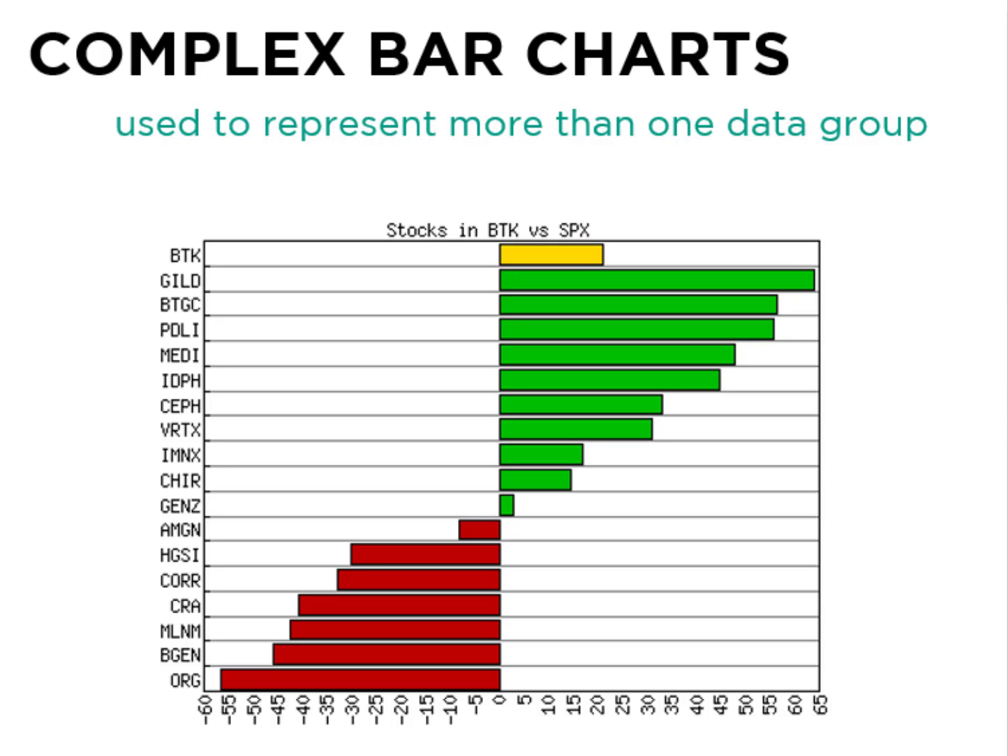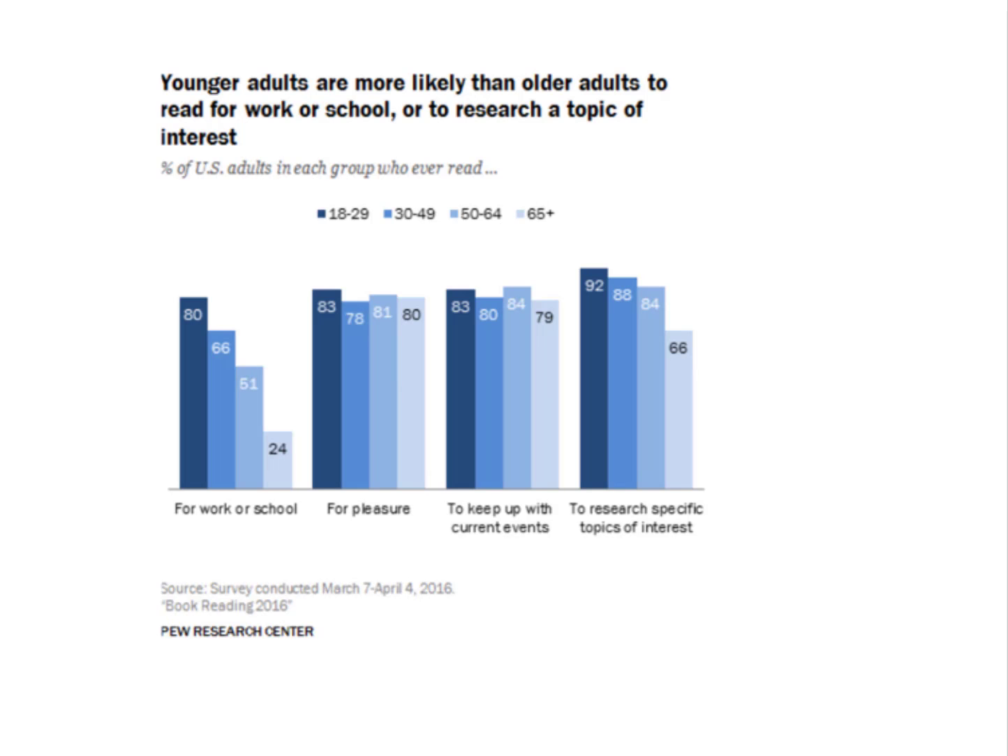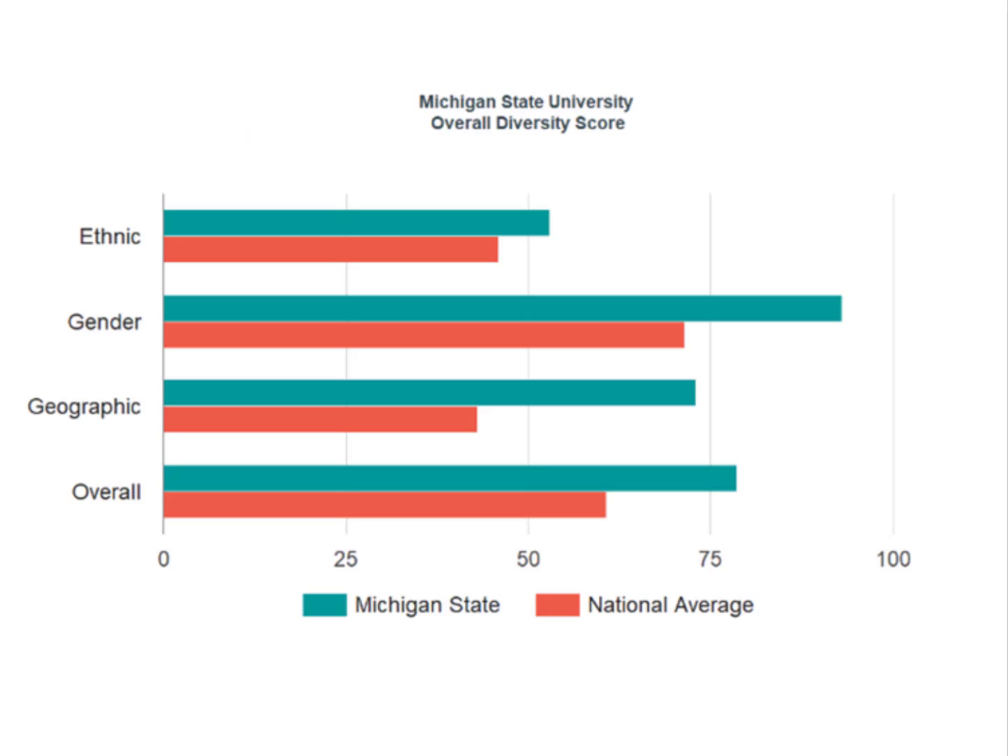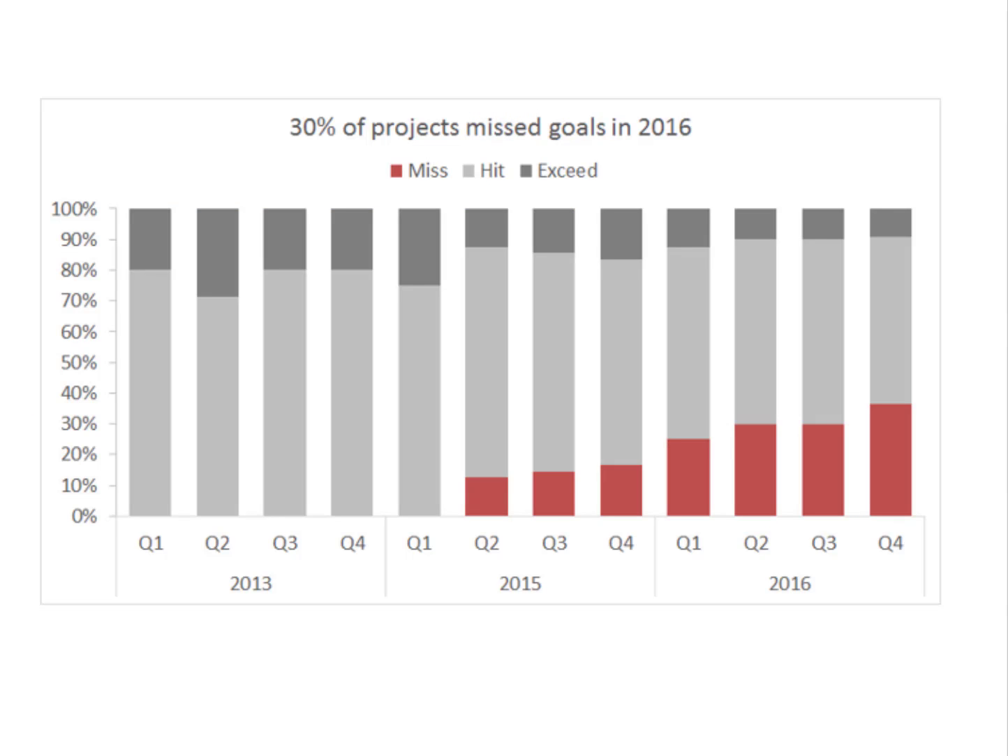Complex bar charts just represent more than one data group. Simple bar charts compare across one data group. Complex bar charts compare across multiple. Here's a complex bar chart from a Pew Research Center study in 2016 on book reading, comparing activities by age group. This is a chart comparing MSU's diversity numbers in ethnicity, gender, geography, and overall to a national average. Of course, what we don't know from this chart is how the diversity score was calculated. This is from a company's internal analysis report of how often projects actually made their documented goals, showing an increase in 2015 and 2016 in missed deadlines.